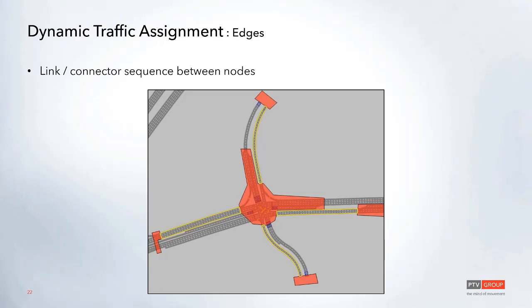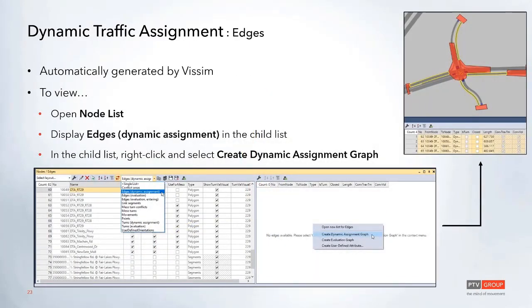And then kind of moving up to the next level, edges are going to be the link and connector sequence between nodes themselves. And these edges can also be viewed through the node list. So again, you'll just change the child list dropdown to look at edges, and then you can generate that dynamic assignment graph if you need to. And then you can scroll through and view all of the edges that are assigned. And you can also check and make sure which edges are closed and open.